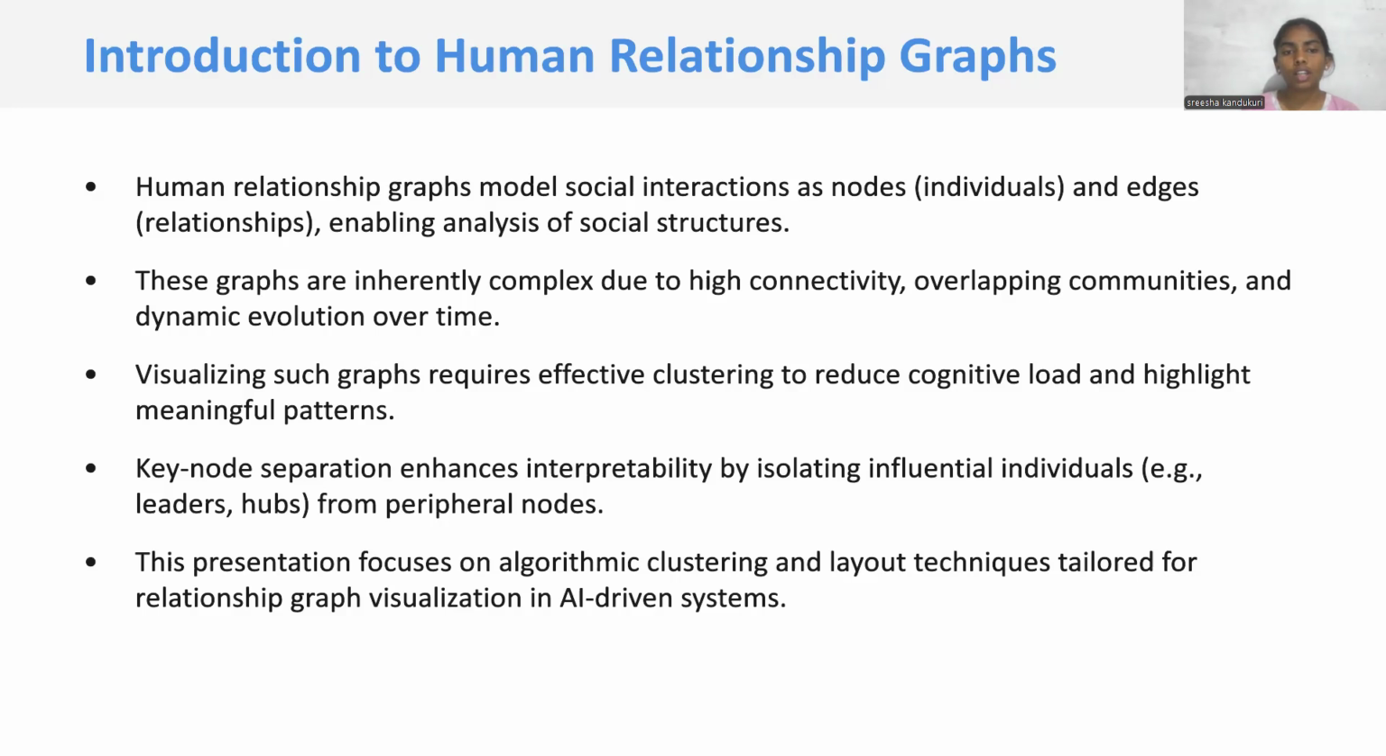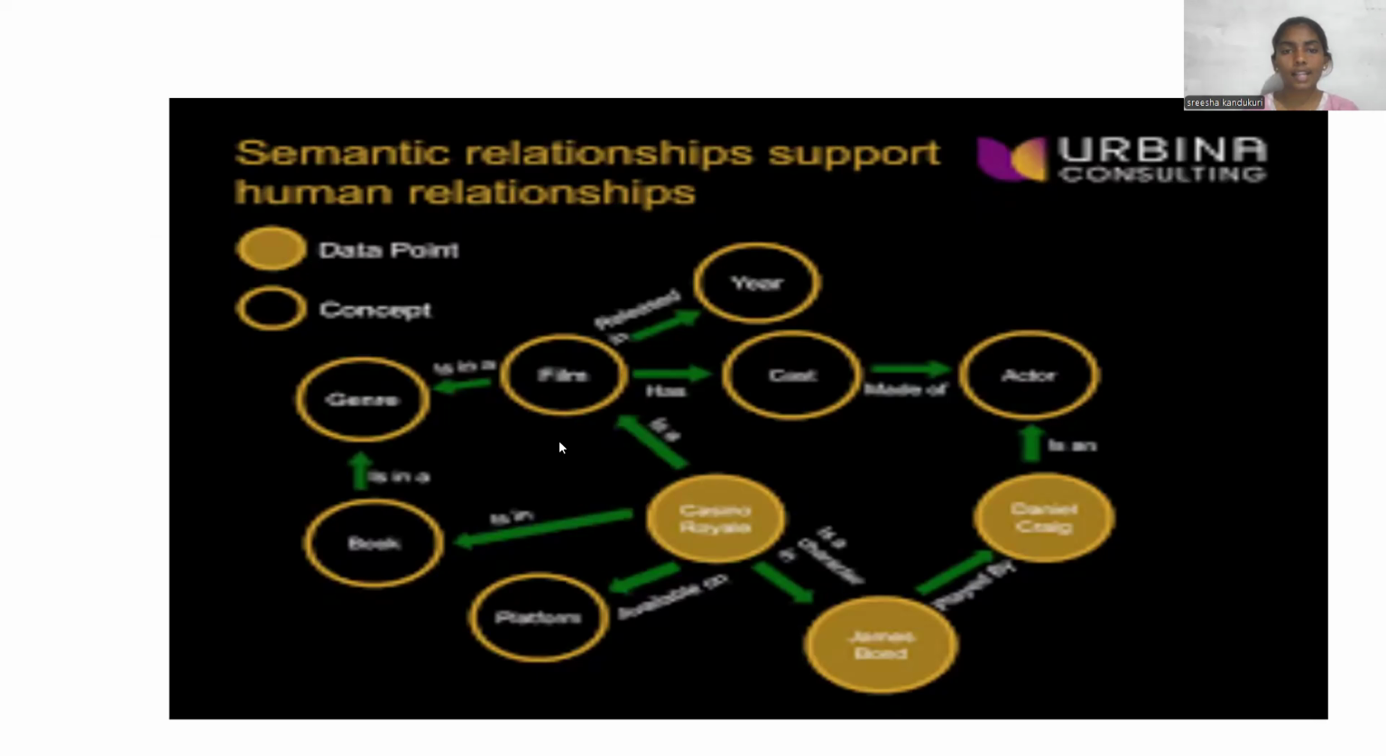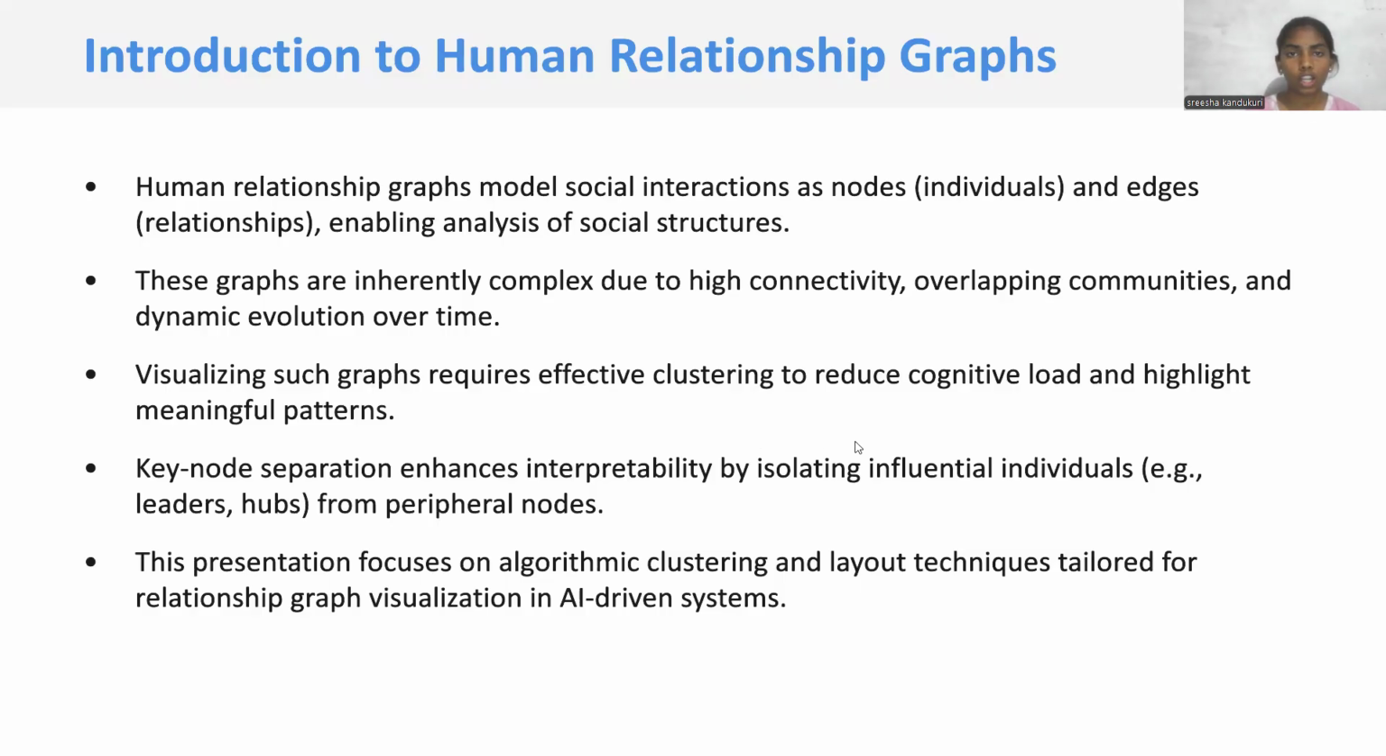Visualizing such graphs requires effective clustering to reduce cognitive load and highlight meaningful patterns. Keynode separation enhances interpretability by isolating influential individuals, for example leaders and hubs, from peripheral nodes. This presentation focuses on algorithms for clustering and layout techniques tailored for relationship graph visualization in AI-driven systems. So let us consider an example for the given human relationship graphs.